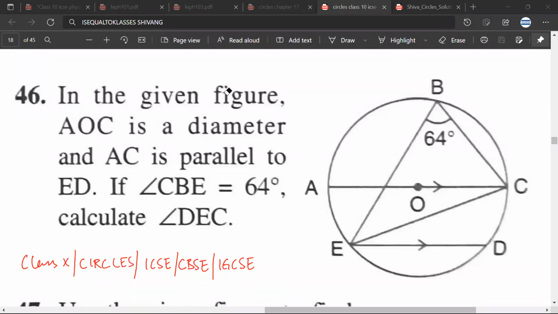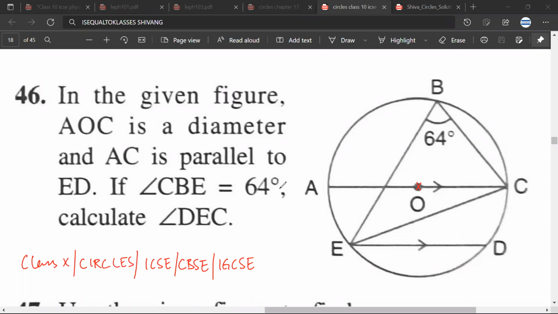So, Mr. Sivan, circles. Let us look at this question. In the given figure, AOC is the diameter, so this is the center. AC is parallel to ED.